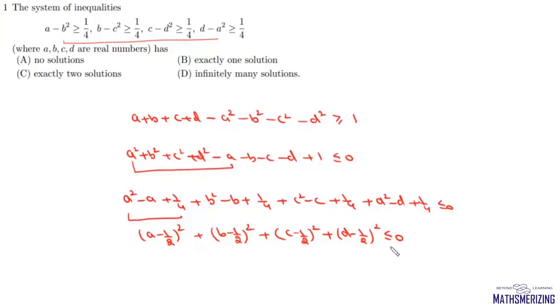Now when a, b, c, d are real numbers, then the sum of squares of real numbers cannot be negative. So the only option that we will have here is that all these terms should be 0. So this expression will be valid if and only if all these four expressions are 0. And in that case, we'll get the result that a equals b equals c equals d, and it must be equal to 1 by 2. So this system of inequalities will have exactly one solution, and that's your option B.